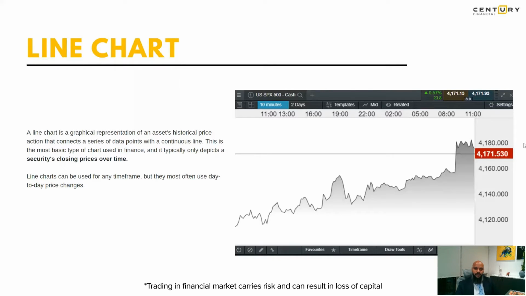If the price closed at 100 today and closes at 110 tomorrow, you see the line chart moving upward. Let's say the day after tomorrow, it closes back at 110, you see the line chart from 110 coming back lower. So that's very basic. I'm sure all of you know what a line chart is, just to refresh your memory.